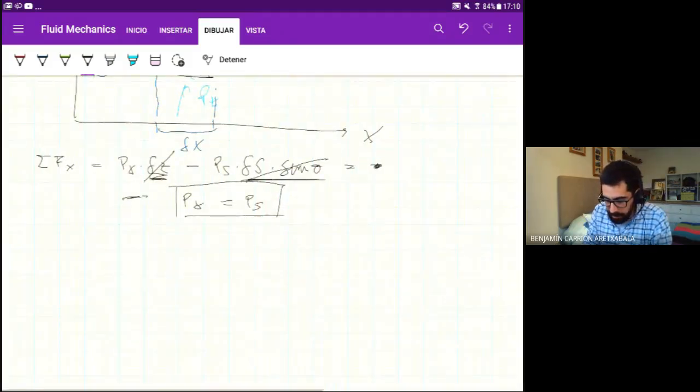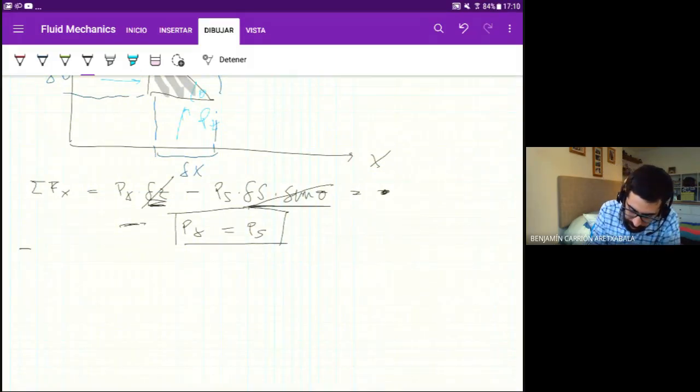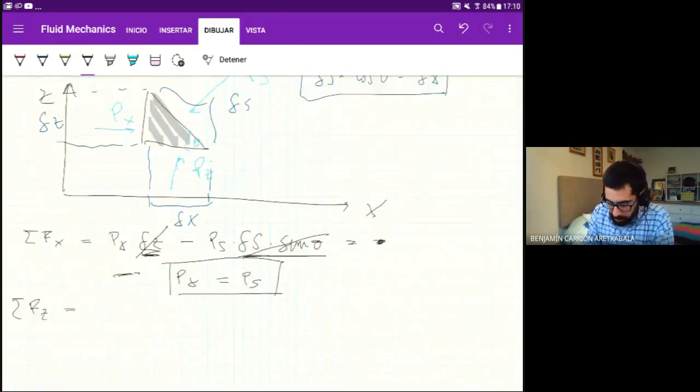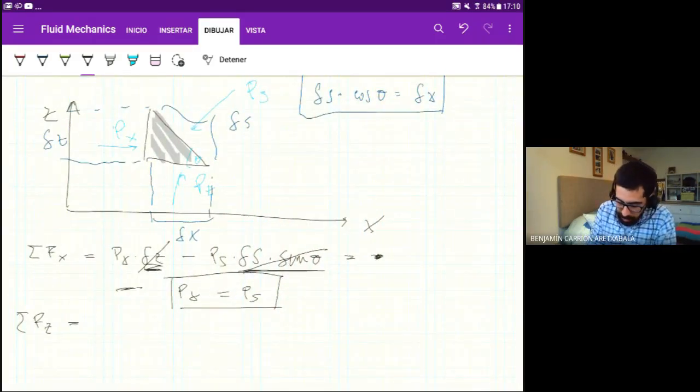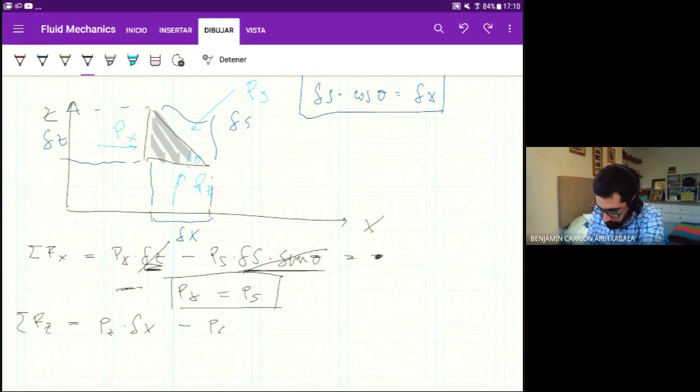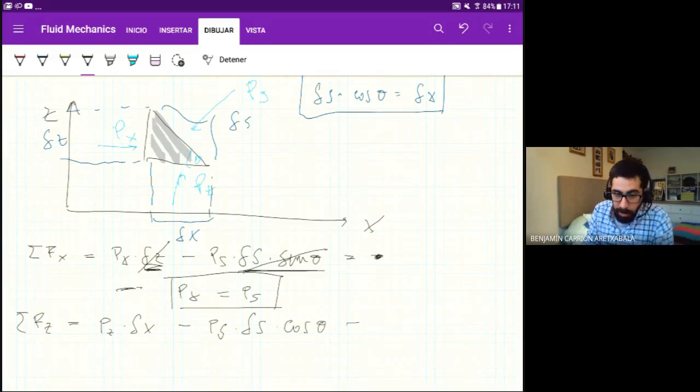And if we repeat this for the vertical dimension, so we do the sum of all the forces in the vertical, in Z, that would be, let me just scroll a bit. Okay, going up, we have Pz times the area, which is delta x. And going down, we put a minus, we have Ps times delta s, and we have to decompose this for the right angle, which is going to be cosine theta, minus the weight of the wedge.